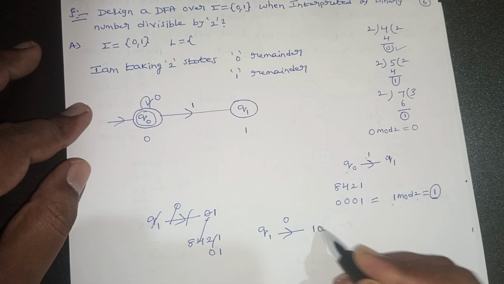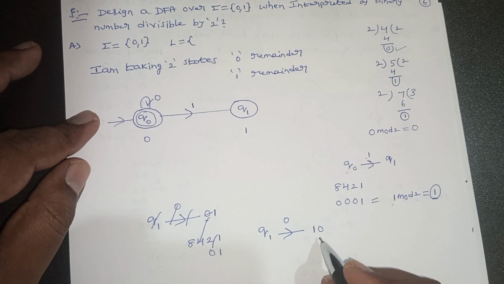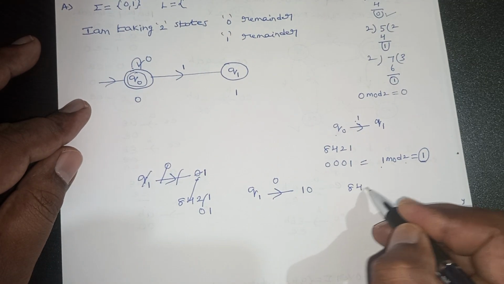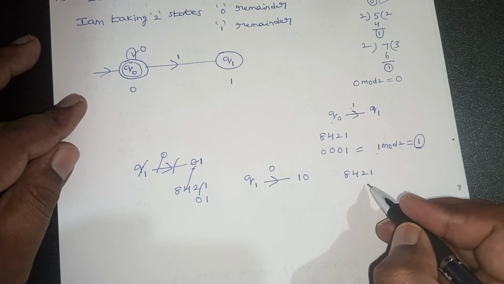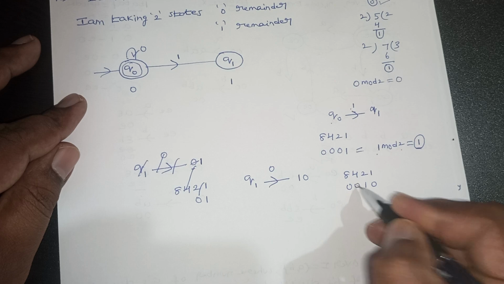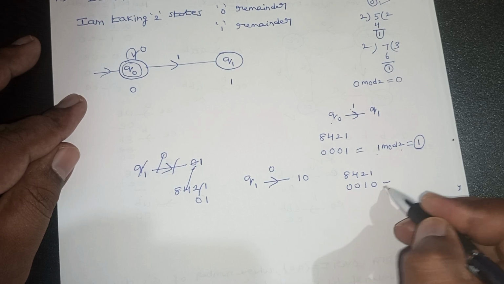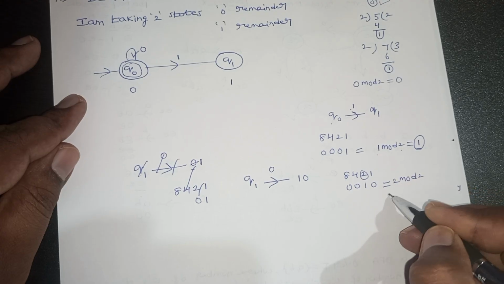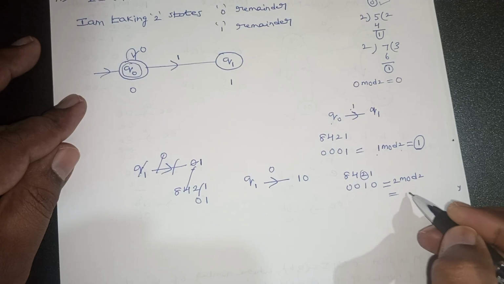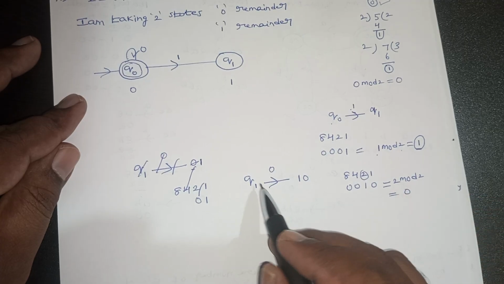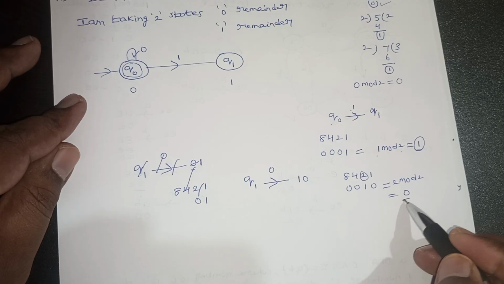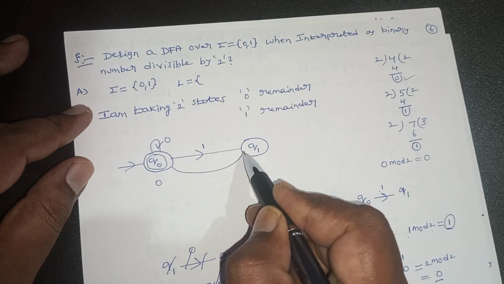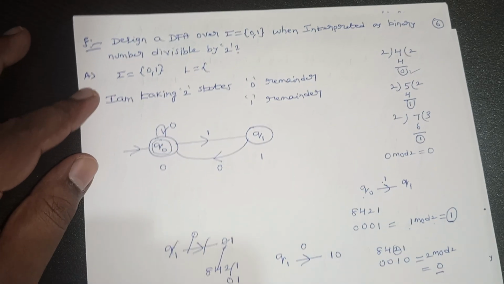You write here. Okay, then you write this as for the code 8421. So 1 0, you add zeros. So what is the value? Which is equal to 2. 2 mod 2, when you divide 2 by 2, what is the remainder? 0. It means that on q1 and 0, I am going to the 0 remainder class. Okay, so then you go like this.